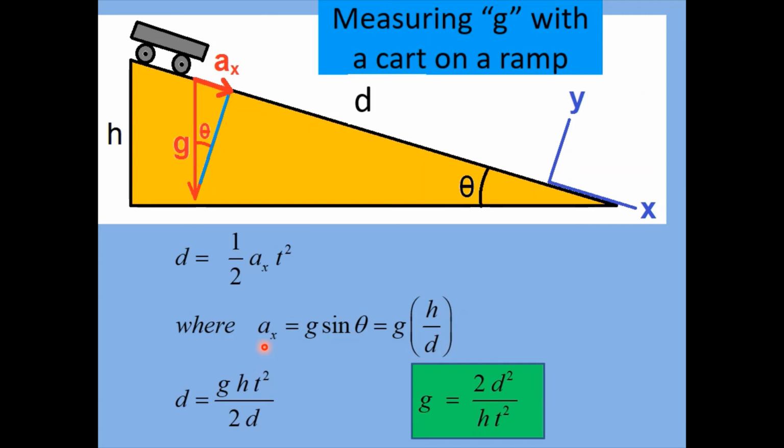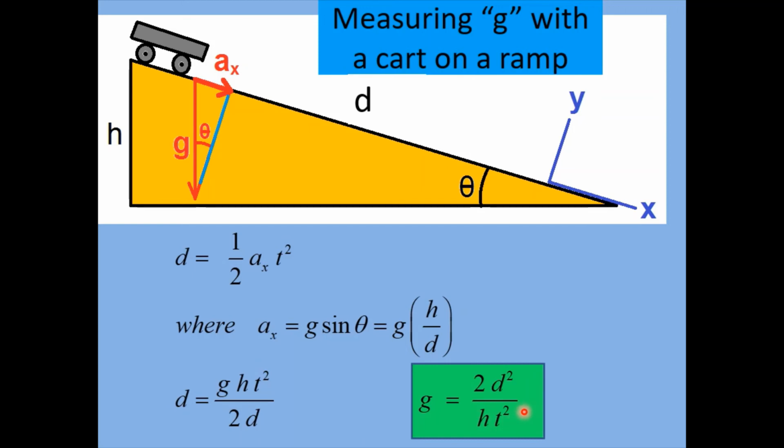So our acceleration is equal to g times h over d. I'm going to plug g times h over d into our distance formula up here for a, and I get d, distance, is equal to g h t squared over 2d. Now our goal here is to measure g, the acceleration due to gravity. So we can solve this equation for g, and it's shown here in the box. The acceleration due to gravity is equal to 2 times d squared over h times t squared.